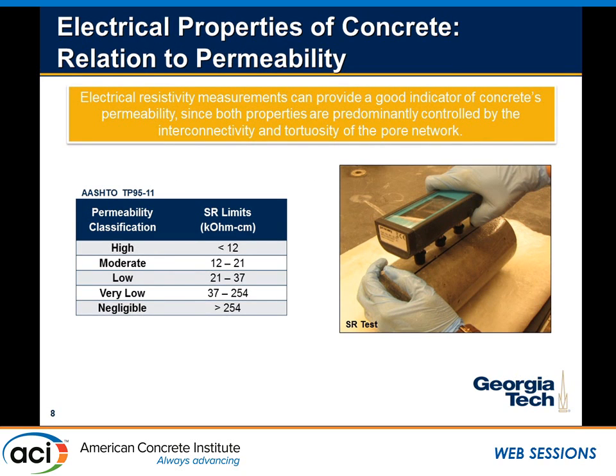And so for this particular project, we're using the AASHTO TP95 provisional standard for the surface resistivity test. And that gives permeability classifications based on the surface resistivity that you measure. If you get a value less than 12, you have high permeability. If you have a much higher resistivity value, it's going to be a lower permeability.